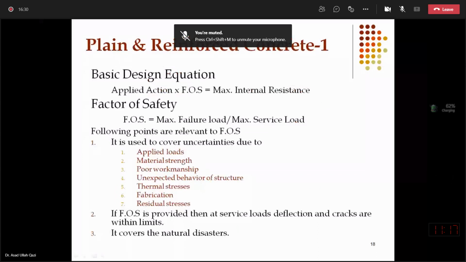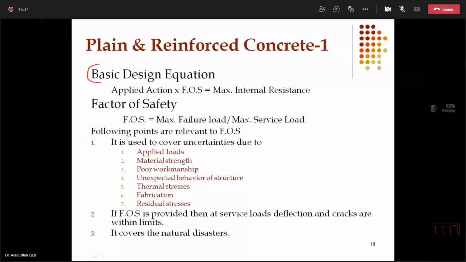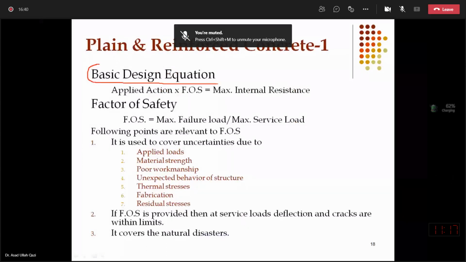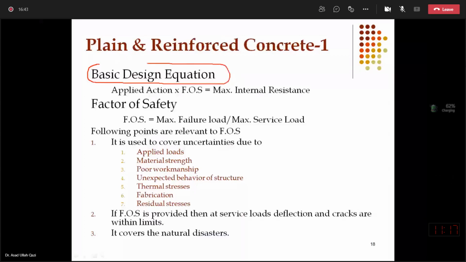Now, more important is how to design a structural component. And to design a structural component, the question will arise that you want to design it against flexure, bending moment, shear, and torsion. So all these forces you want to resist in a structural member. Then the next question will be which method you will follow: allowable stress design or ultimate, also named as LRFD, load and resistance factor design.